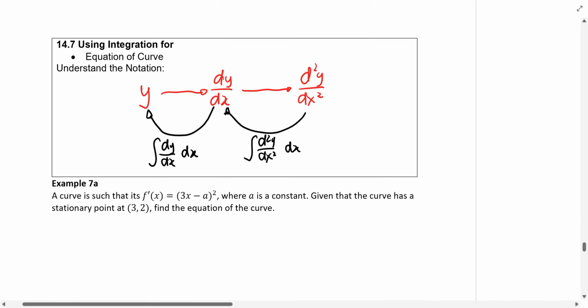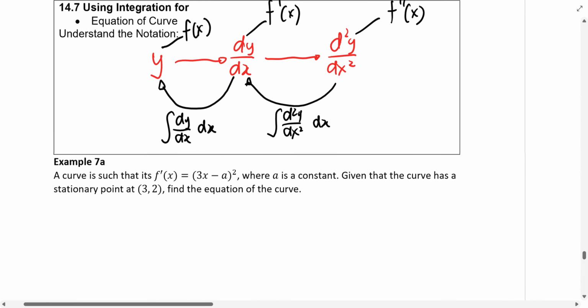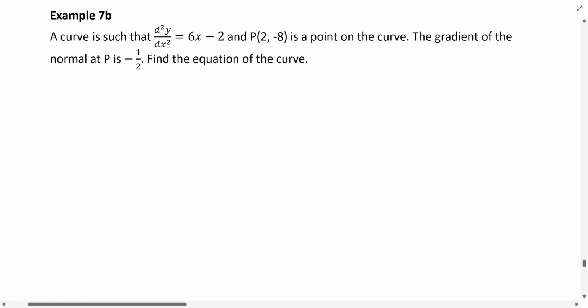Okay, same for f(x), f prime x, and f double prime x. So y has the same meaning as f(x). dy/dx has the same meaning as f prime x. d2y/dx squared has the same meaning as f double prime x. But when you integrate, remember there's always a plus c behind. So how do we find the plus c? I'm going to go through with you a question that starts with d2y/dx squared.